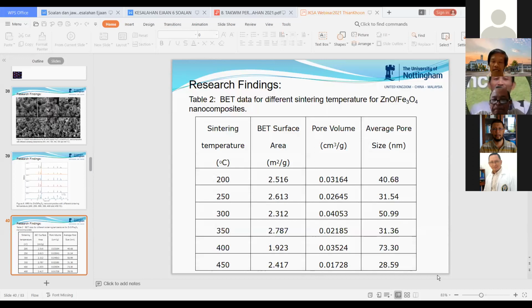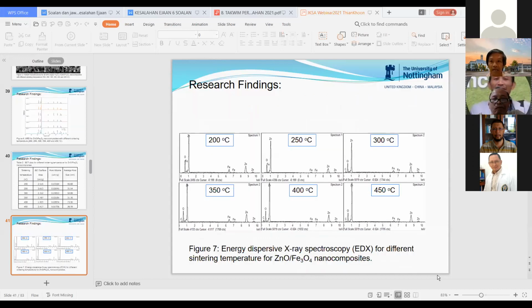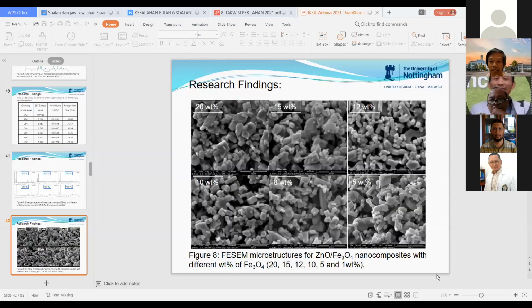Then we look at the purity by EDX. It seems the purity is still there, although we already mixed the zinc oxide with the iron oxide. For the second one, we change the amount of doping: 20%, 15%, down to 1%. What we see is still quite the same.